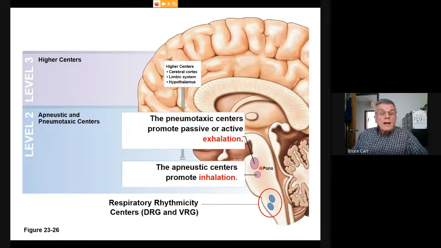So from higher centers up in the cerebral cortex and the so-called apneustic and pneumotaxic centers in the brain stem, we're going to control exhalation and inhalation, breathing rate, and the respiratory rhythmicity through these brain stem respiratory centers.